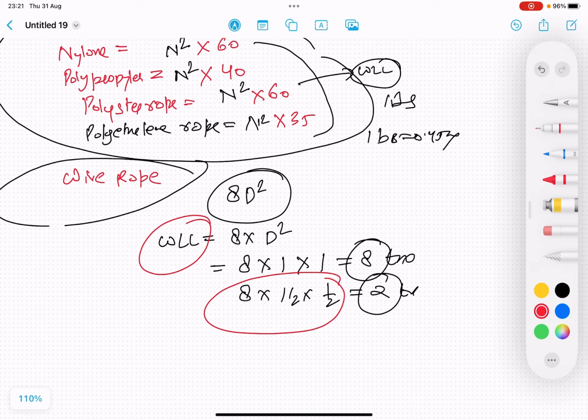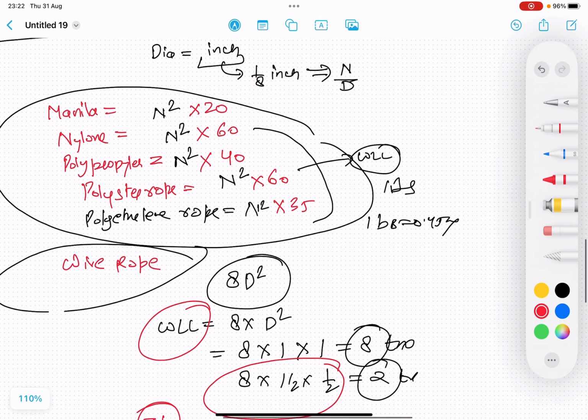Suppose there is a 5 by 8 inch rope, then 8 into d squared, 8 into 5 by 8 into 5 by 8. 5 times 5 is 25, by 8, that is 3.125, and it is in tons. Hope this is clear to you.